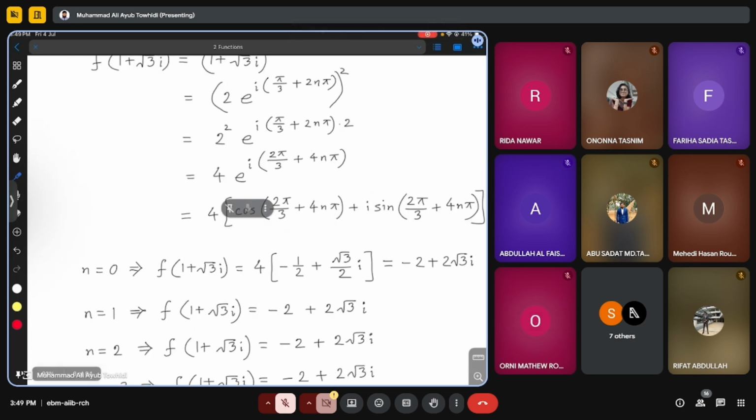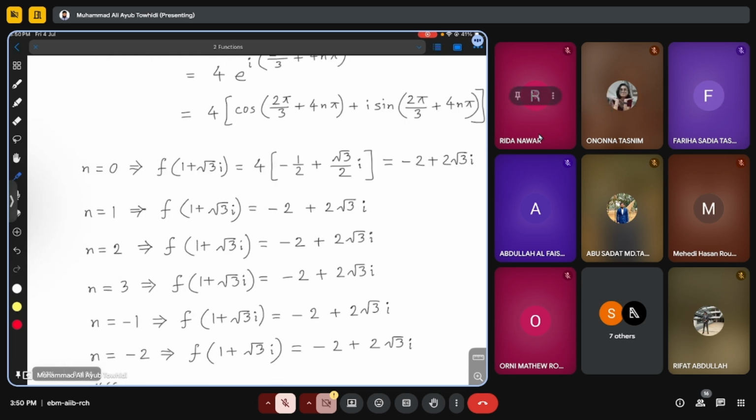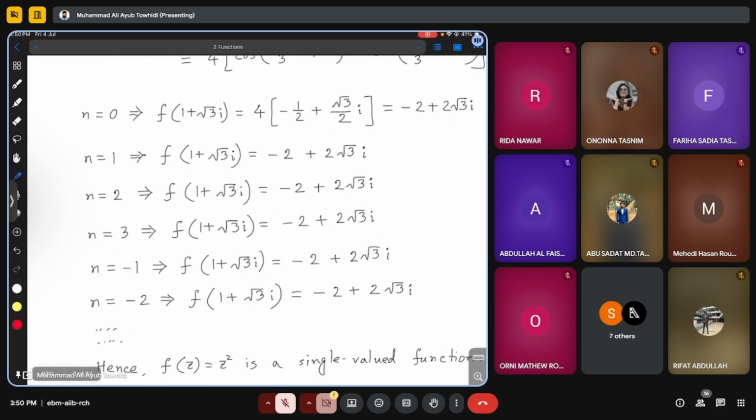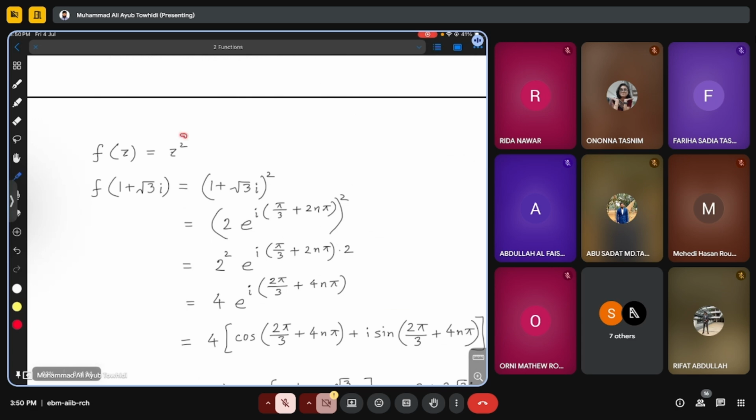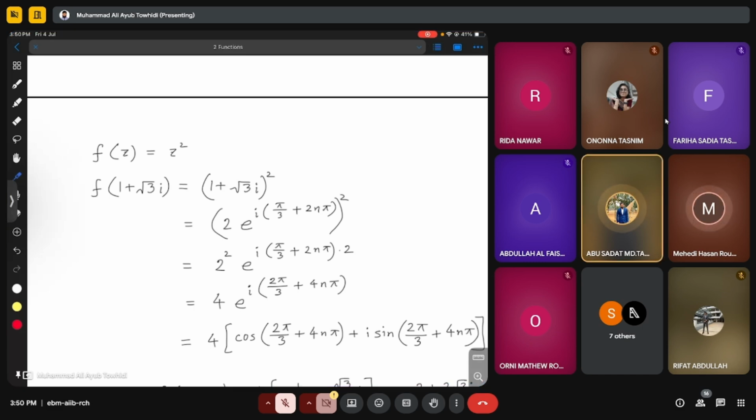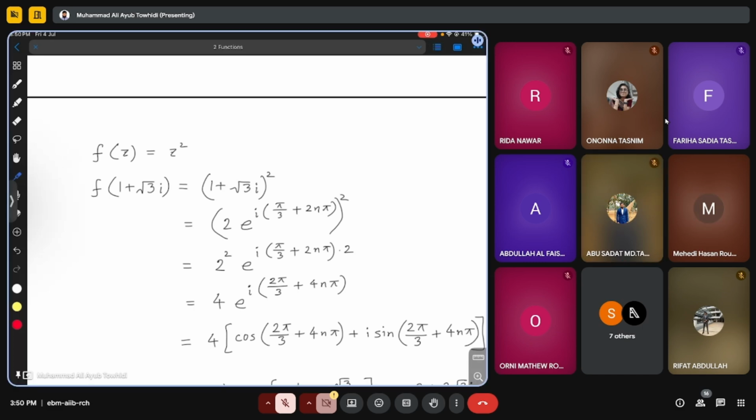You got the same answer because there was a multiple of 2 pi, multiple of 360 degree. So this type of a function is single valued. What if I change this square to cube or power 4 or power 5 or 6? Will it still be single valued or will it be multi-valued? So single value. It will still be single valued.